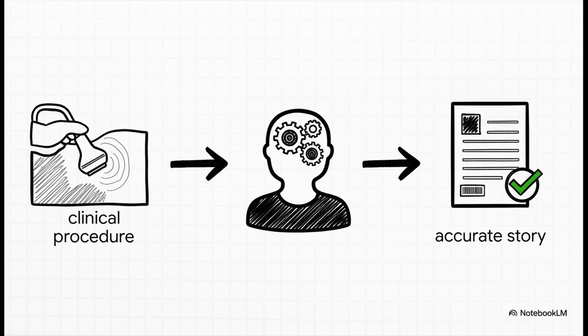So what's the big takeaway here? You, as a coder, are basically a translator. You're taking a clinical procedure and translating it into a code that tells an accurate story. Your choice between 76641 and 76642 isn't just about picking a number. It's about writing the narrative of that patient's exam.